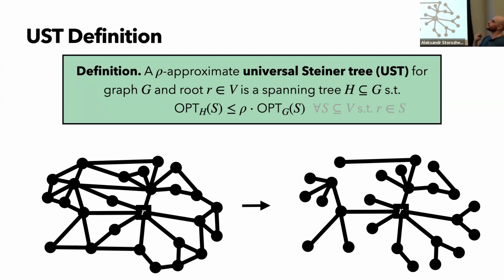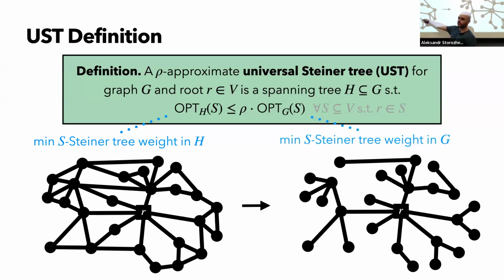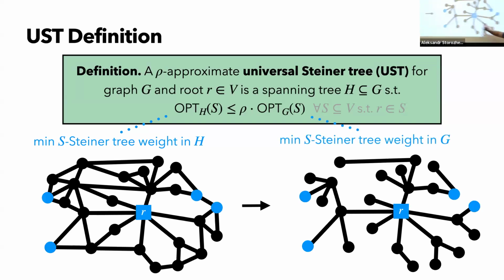So you're throwing away edges, but you just have a tree, such that if you look at the cost of the optimal solution in your tree that connects any subset S, that cost should be at most rho times larger than the optimal solution for connecting that subset S in the original graph. So the picture is you're looking at this single fixed subset of the vertices. There's some cost in the original graph, and then there's some cost in the spanning tree, and this cost should not be that much larger than that cost. And in particular, this cost can only be larger than that cost.